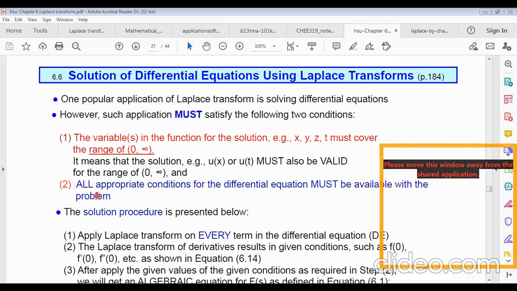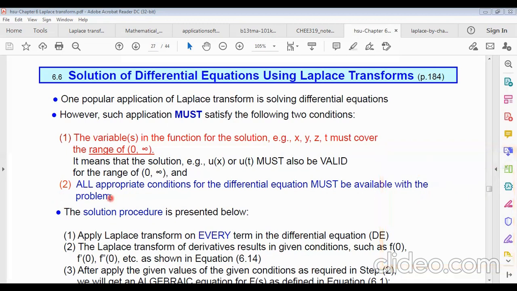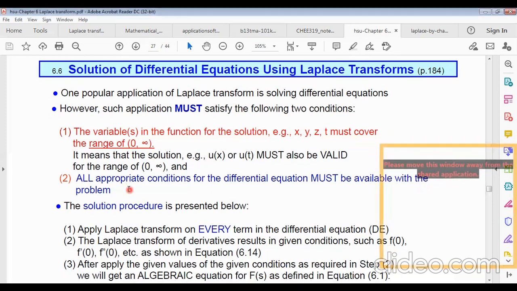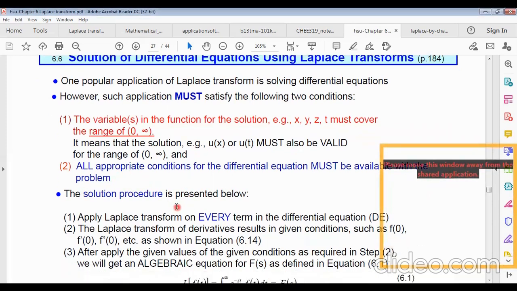And the second condition is that all appropriate conditions for the differential equation must be available with the problem. Okay, so we must satisfy these 2 conditions. Now the solution procedure has several steps. The first step is to apply the Laplace transformation on every term of the differential equation.